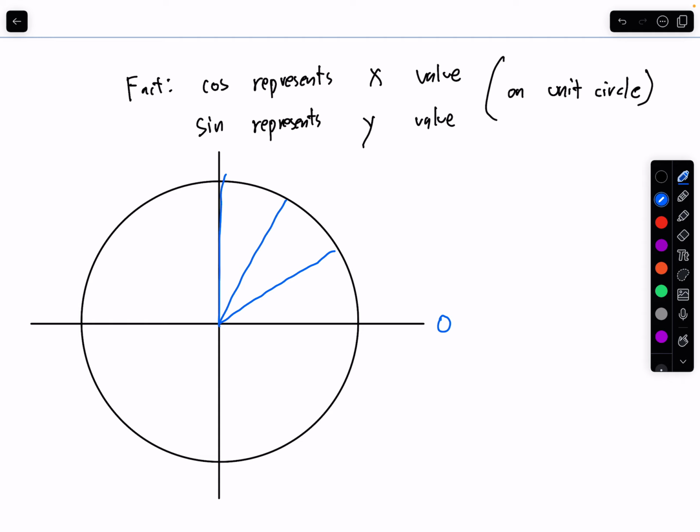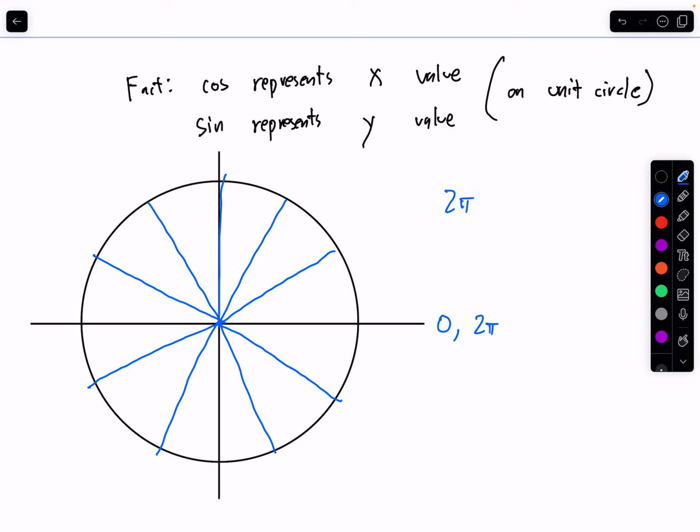Each quadrant is split into 3. Then 4, 5, 6, 7, 8, 9, 10, 11, and then 12. So at 12, you're back to where you started, which is 2 pi. A full circle is 2 pi. That's another fact we should remember. 2 pi is a full circle, and so pi is a half circle. And each of these steps is a pi over 6.